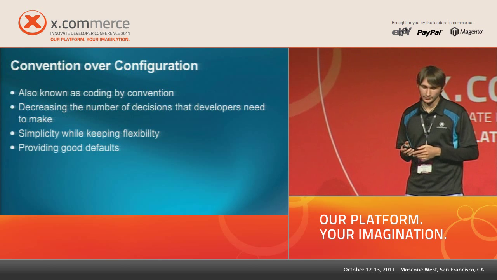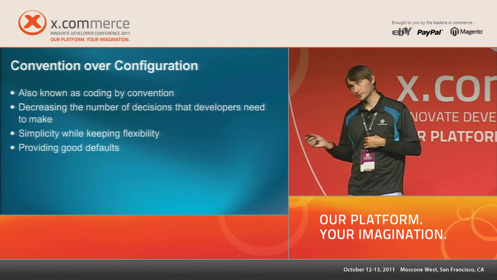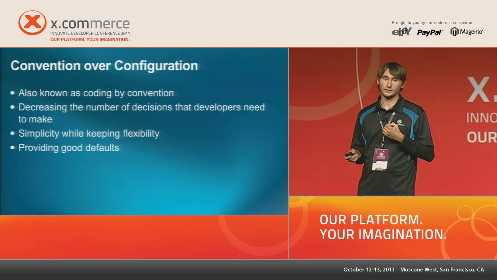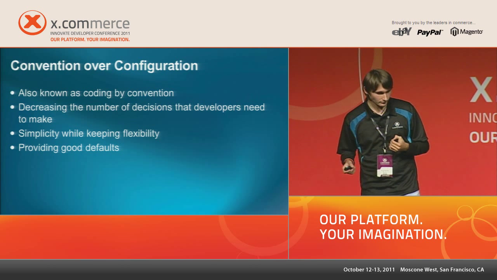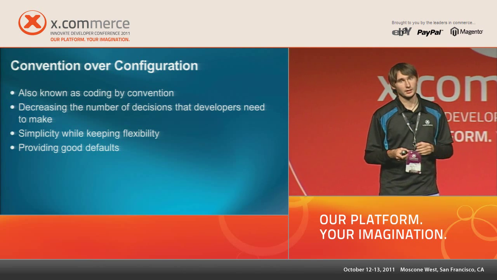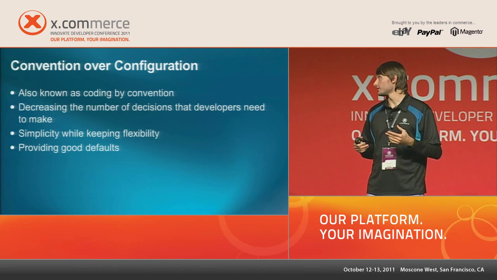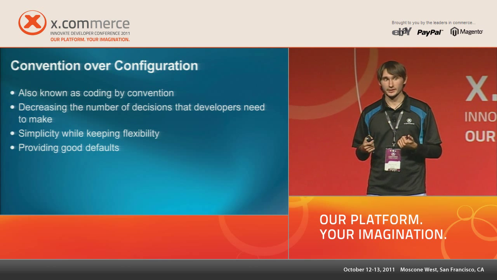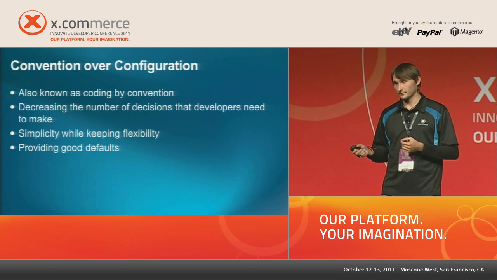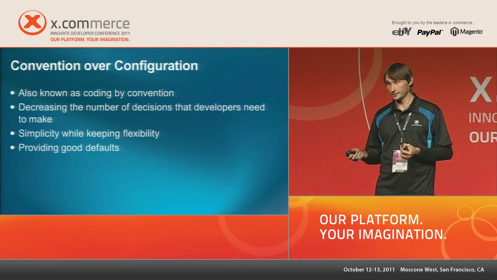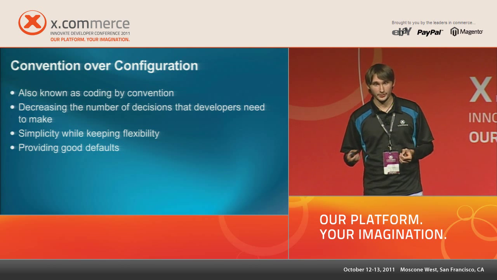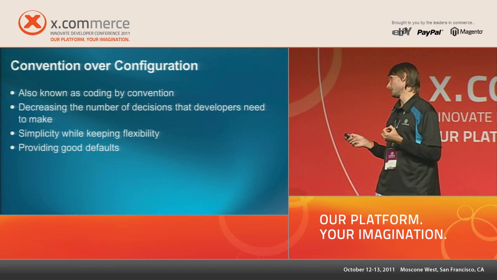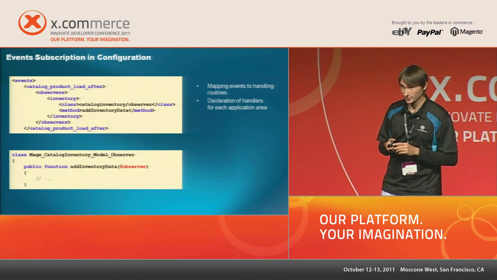The next proposed improvement is to use the convention over configuration principle. Basically, this principle aims to simplify things a bit and to prevent the developer from doing routine things all the time, to repeat himself. So what does it mean? Let's look at Magento configuration right now.